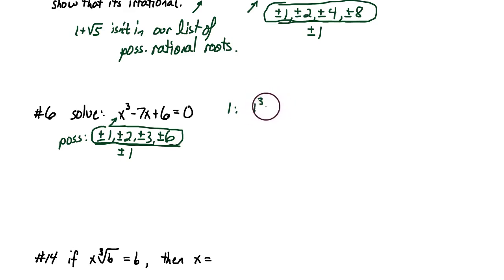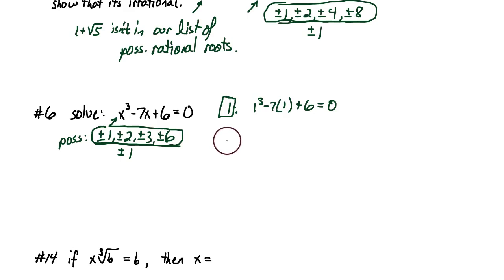1 cubed minus 7 times 1 plus 6. This turns out to equal 0. So already we've discovered one of our solutions. It is the number 1. If there are any more rational solutions, we could choose numbers from this list of possibilities and plug them in there to see if it makes 0. Another technique, though, is to use division.